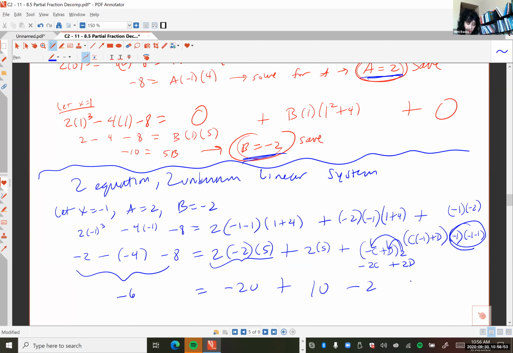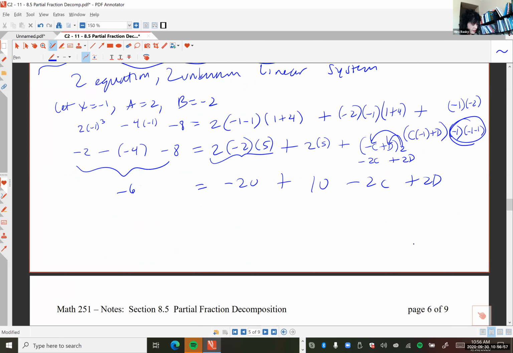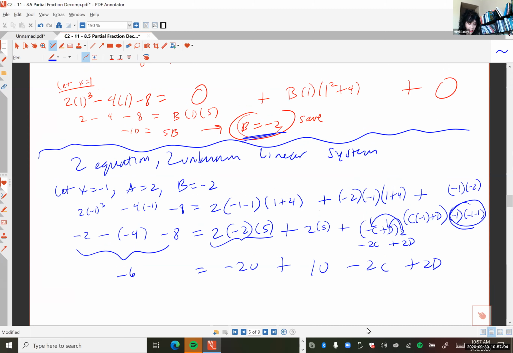minus 2c plus 2d. Okay, now cleaning this equation up even more because it's a mess. I'm going to get the c's and d's on the left and everything else on the right. Are you guys still with me? Yep. Okay, good. Yeah, this is a nightmare, but you know.